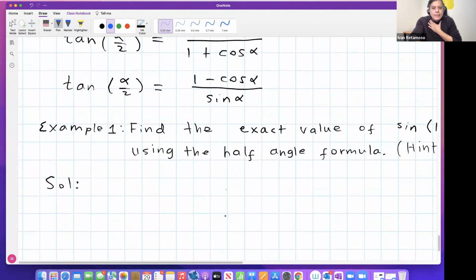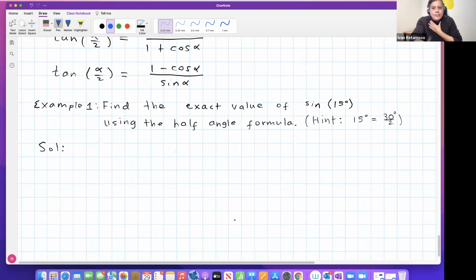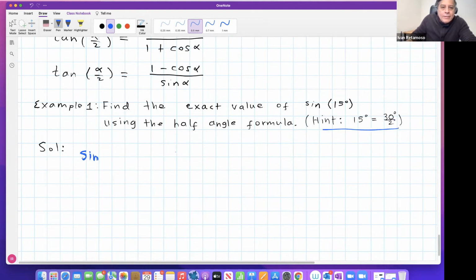All right, example. Find the exact value of sine of 15 degrees. Exact value, right? Meaning show radicals if there are radicals, show fractions if there are fractions. Avoid the decimal form, right? So what should be sine of 15 degrees, knowing that 15 degrees is half of 30 degrees.